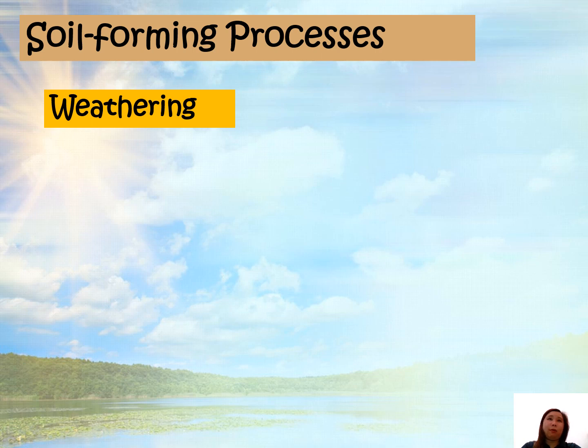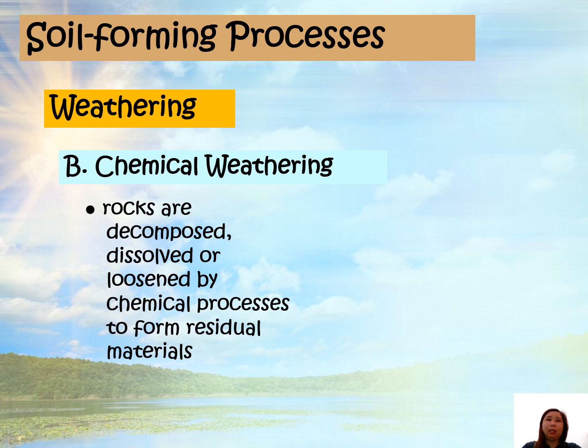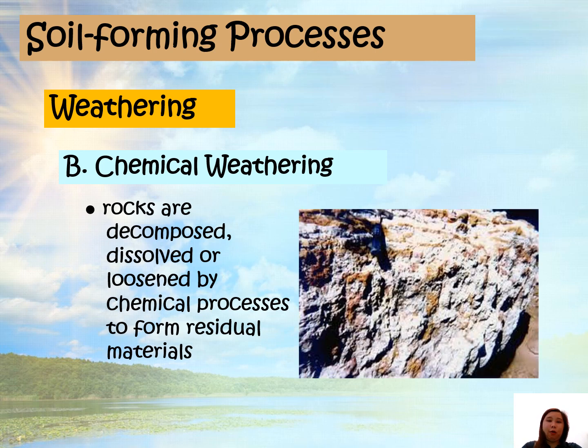We are now finished with physical weathering. Now we move on with the chemical weathering. So we have physical and then we have chemical weathering. Chemical weathering is in which the rocks are decomposed, dissolved, or loosened by chemical processes to form residual materials.